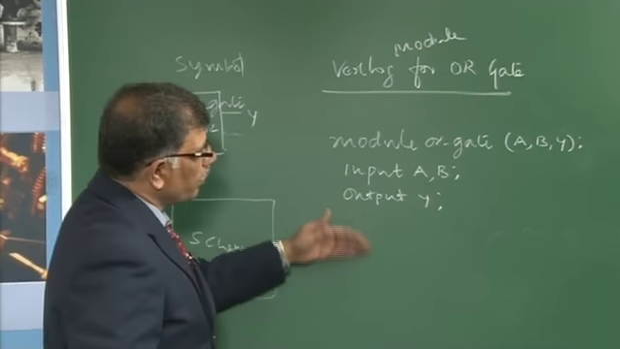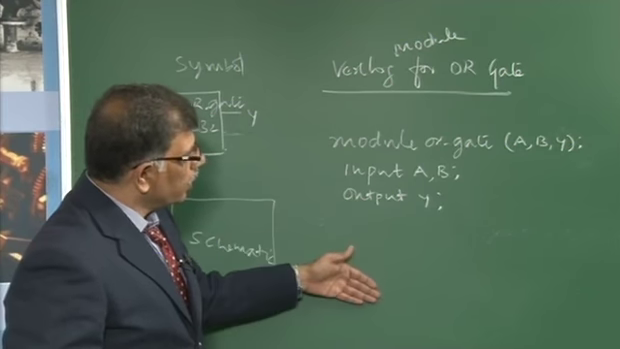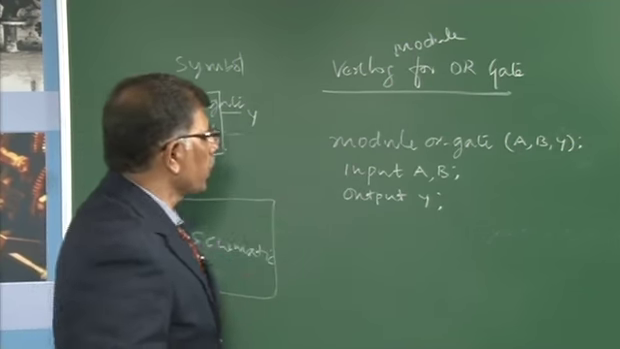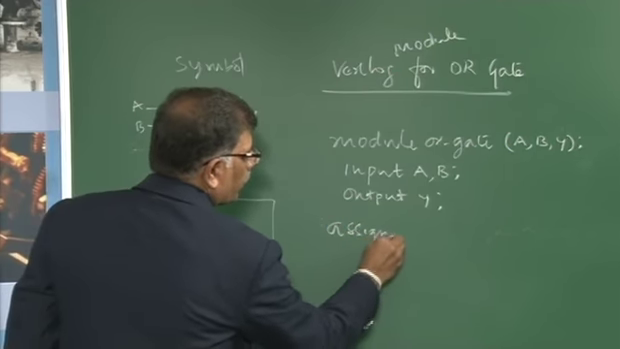Next, you will not have any separate syntax for describing the functionality. You can directly write the syntax here, which describes the functionality of an OR gate. For that we have something called assign.